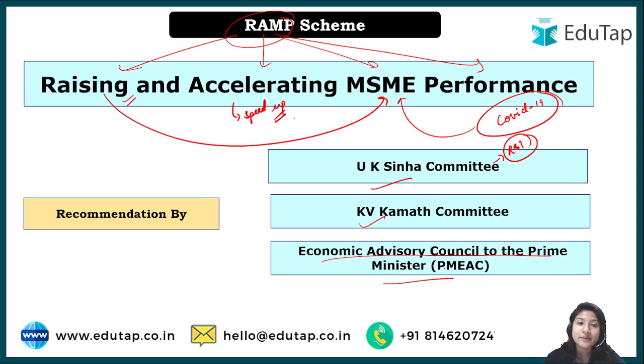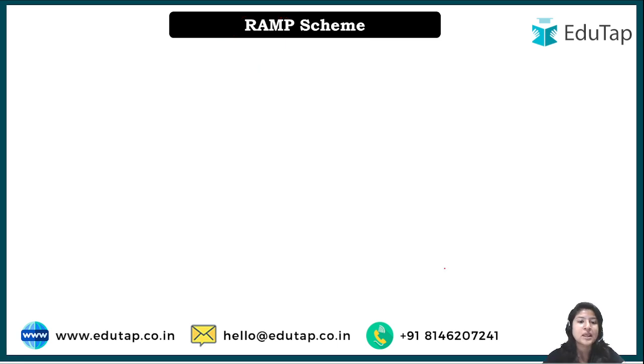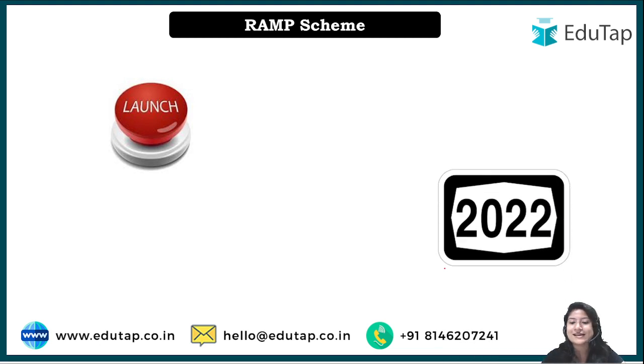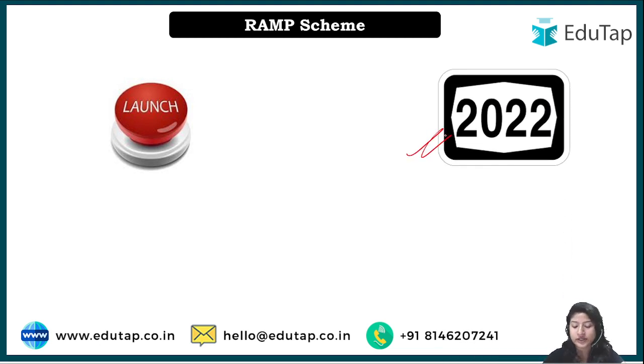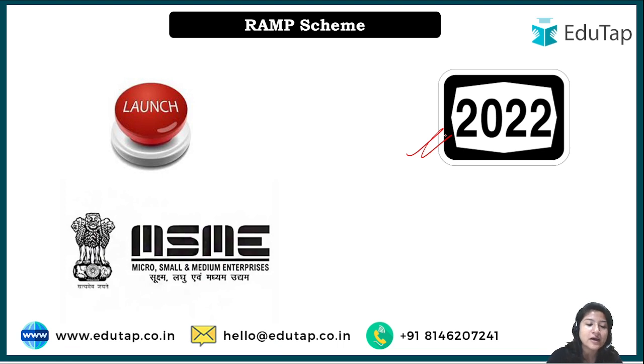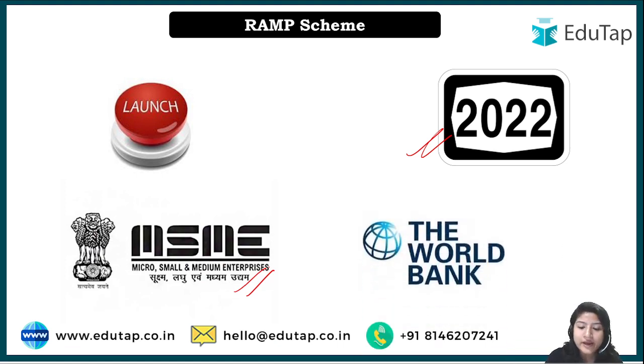Now let's come to the dimensions that are asked in your examination. First of all is the launch year, and it is recently launched, so the launch year is 2022. It falls under the Ministry of MSME, which is quite easy to understand because it is Raising and Accelerating MSME Performance. Here, the Government of India is also taking financial help from the World Bank to run this particular scheme. So this program is in assistance with the World Bank. I hope it is clear to you all.